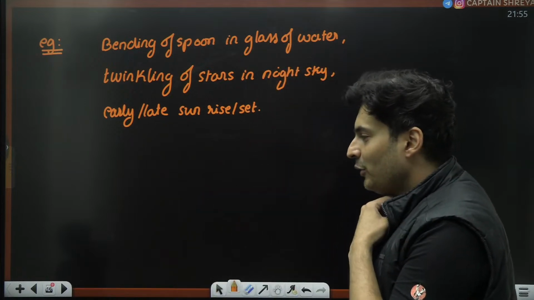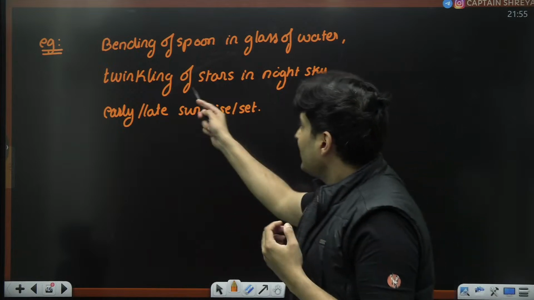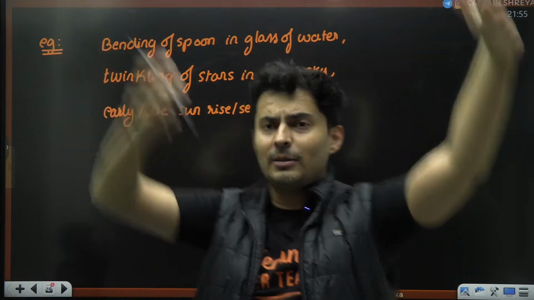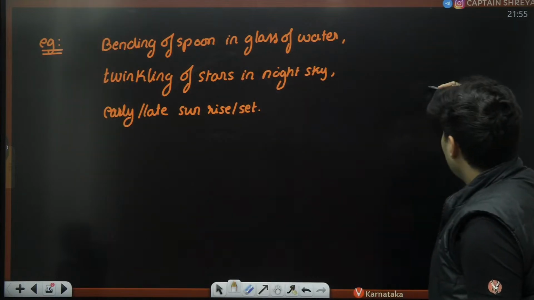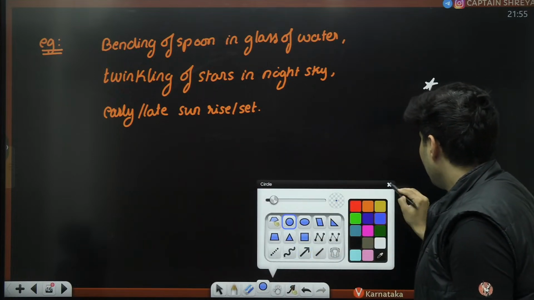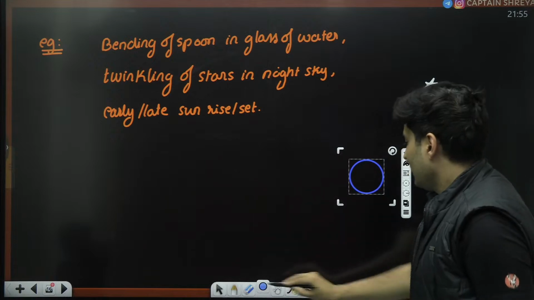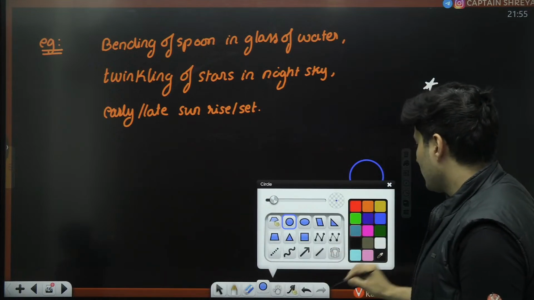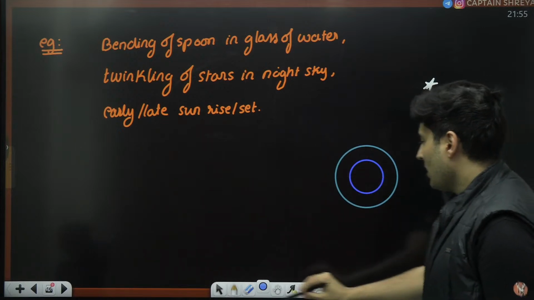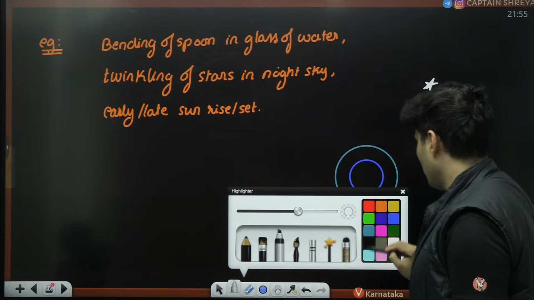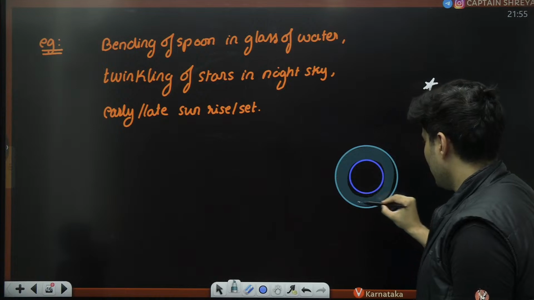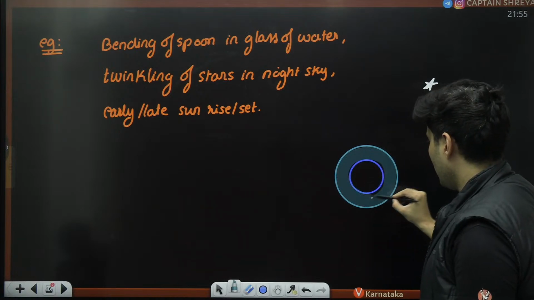Yes. If you also see the twinkling of stars in the night sky, why it happens is because the light which is coming from very, very far away stars, when it has to reach the earth, these rays have to pass through the atmosphere. The Earth's atmosphere is over here. Check this out. This is the Earth's atmosphere.